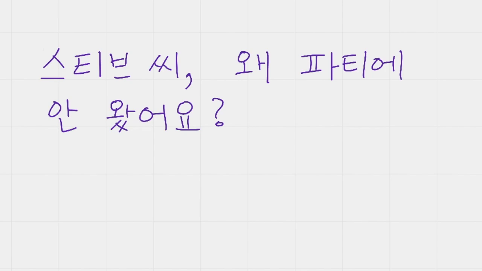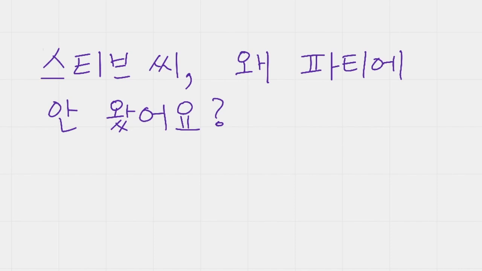So the person who's asking this to Steve obviously doesn't know if he was unable to come or chose not to come, right? So you can ask 안 왔어요. If you want to have the intention of asking why were you not able to come, you can say 못 왔어요. That's fine. Okay, so 스티브 씨 왜 파티에 안 왔어요? Why didn't you come to the party, Steve?